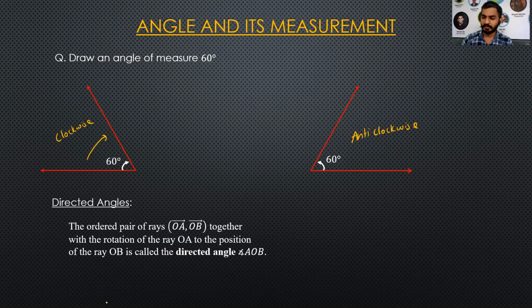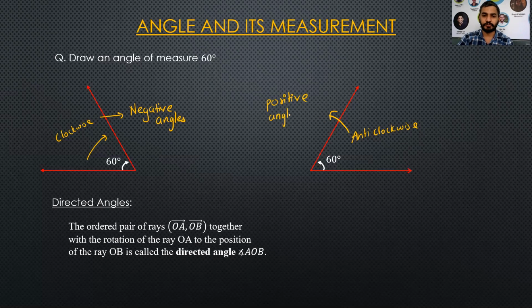But why directed angle? As I said, directions are important here because when your angle is in clockwise direction, those angles are called negative angles. Angles in anti-clockwise direction are called positive angles. So this is a very important thing you have to keep in mind. This will be used again and again. If an angle is in clockwise direction, it is called a negative angle. If it is in anti-clockwise direction, it is called a positive angle.